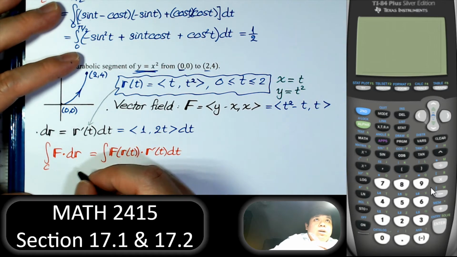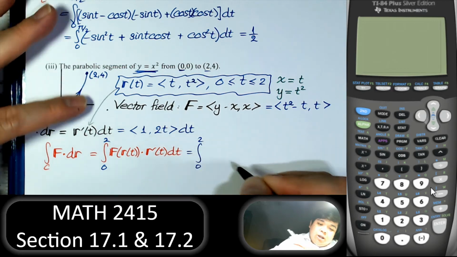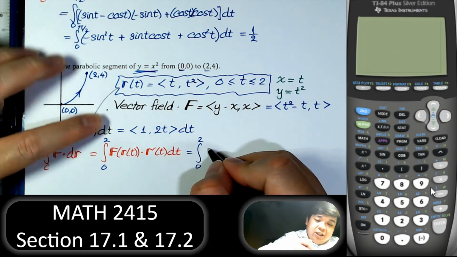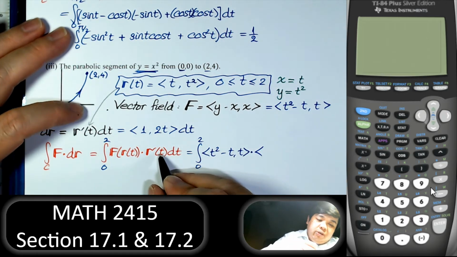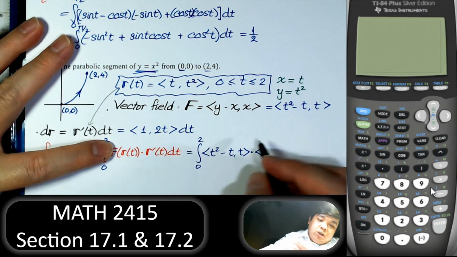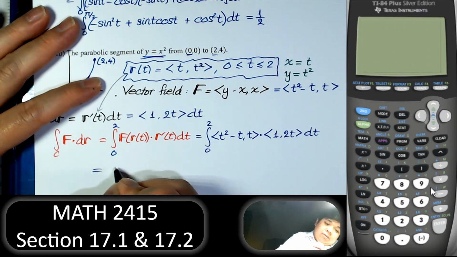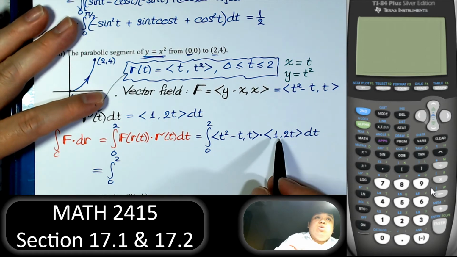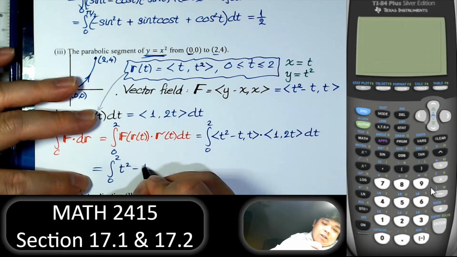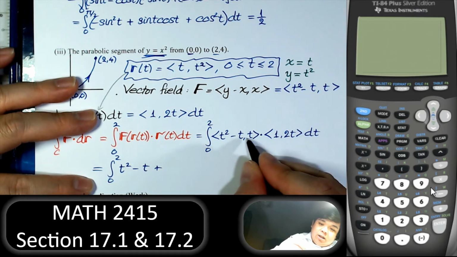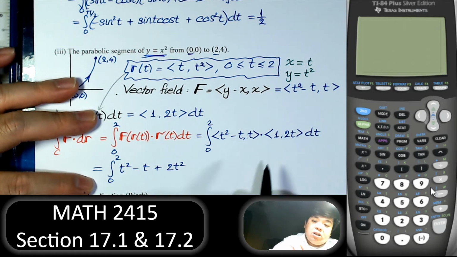It goes from 0 to 2. The vector field in terms of t, derivative and dt, so the whole thing here. Let's do the dot product. Times 1 we have t squared minus t plus 2t squared. Yeah, so that's just a dot product.